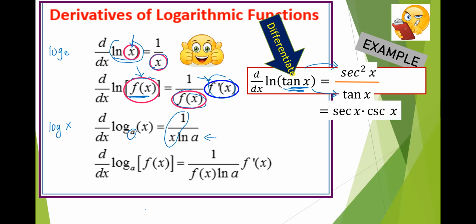Okay? So, by the way, this one can be simplified further. Pwede nating isulat as secant x times cosecant x. But that will be using identities, so this one will suffice. Kung naku-curious tayo, bakit naging ganito? Kasi secant squared x over tangent x, and tangent x is sine over cosine.